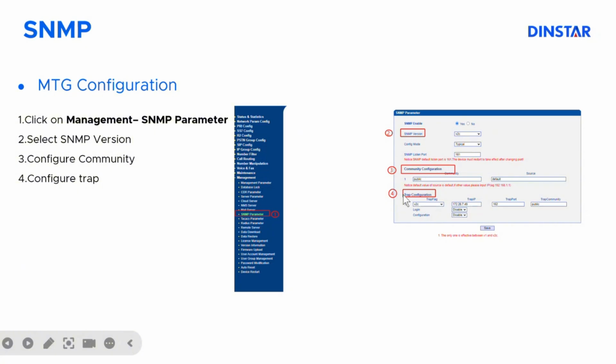And also we need the trap configurations. The trap configurations are similar to the event reports in UC systems. So when the MTG status changes, it acts as an SNMP server and sends an SNMP trap message to the SNMP client. This allows us to quickly monitor and detect device status changes.